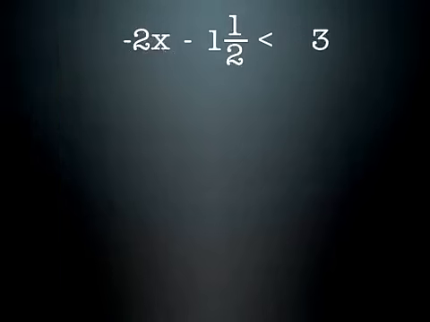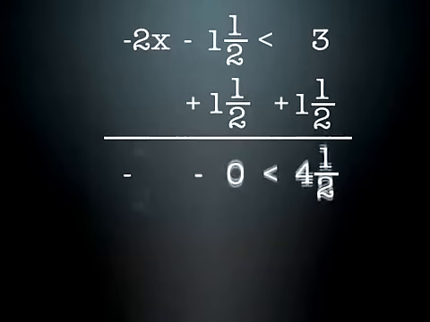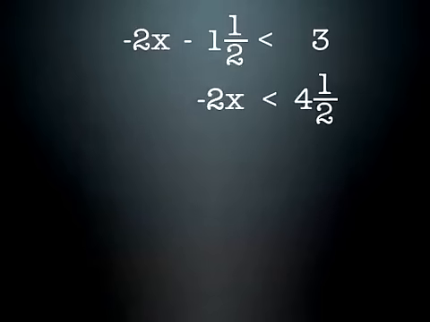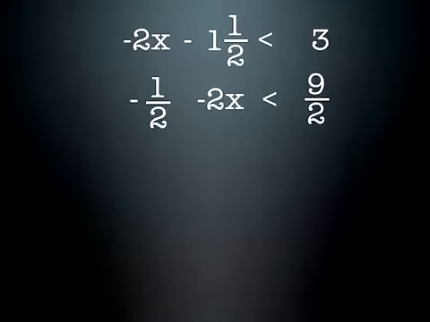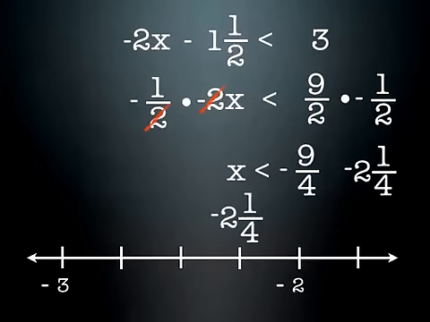So first step, I'm going to add 1 1/2 to both sides. That'll give me negative 2x is less than 4 1/2. And the next step, I'm going to multiply by negative 1 1/2 on both sides of the inequality. On the left side, that will give me x, and on the right side, that will give me negative 9/4 or negative 2 1/4.